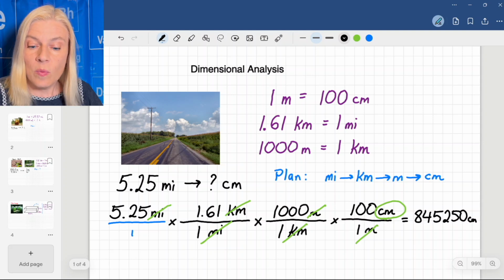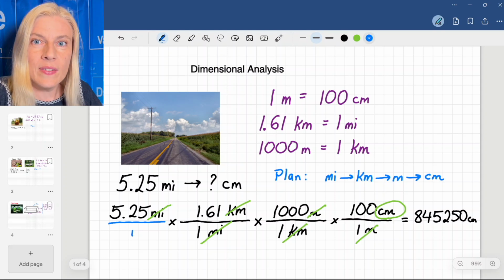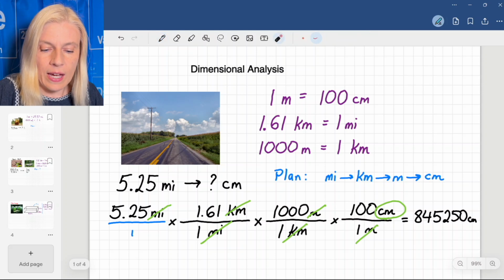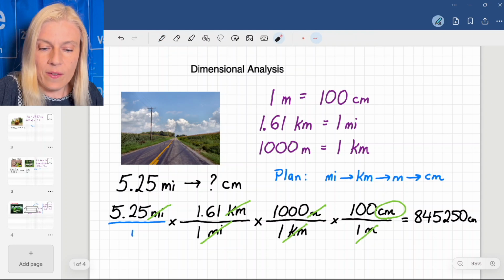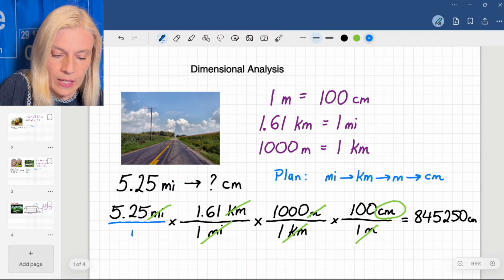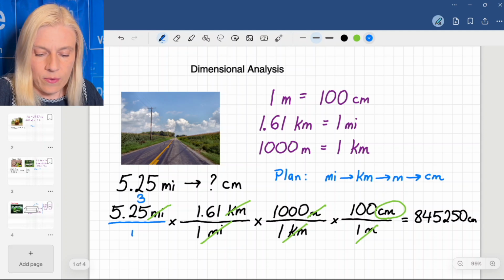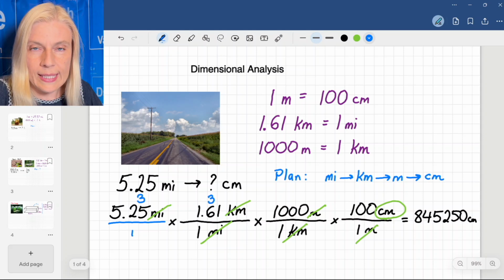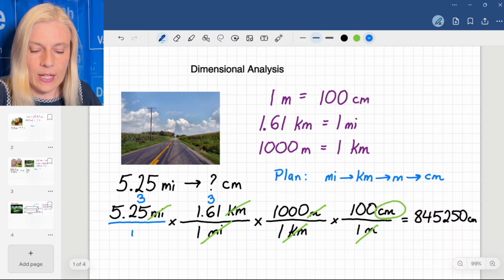Is this the answer? Well, now let's think about our sig figs, right? So if I walked 5.25, remember this 5 here, that's my estimated digit. This is where my uncertainty comes in. It is significant. So I have 3 sig figs here, multiplied by, well, this is also 3 sig figs. 1.61 is 3 sig figs. It's actually, if you keep going, 1.609 kilometers per mile. And I can keep going, but here I chose to give you a conversion factor with 3 sig figs.